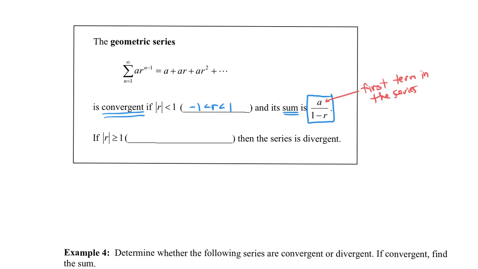On the other hand, if the absolute value of r is greater than or equal to 1, which means r is greater than or equal to 1, or r is less than or equal to negative 1, then the series diverges. And if it diverges, there's nothing else to do. We just say it diverges. The series that we're going to be more interested in are the ones that converge. So if it converges, we can actually find the sum. If it diverges, we just say it diverges, and we're kind of done with it.